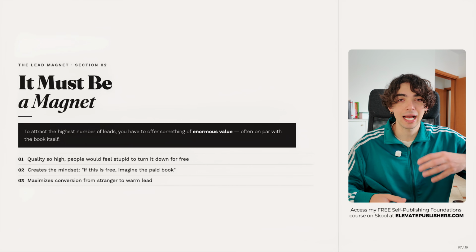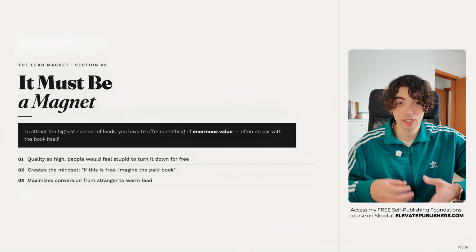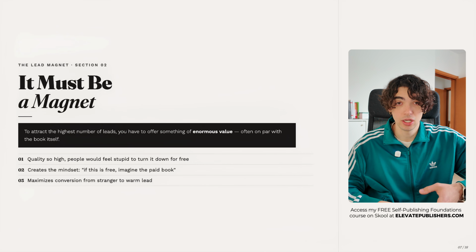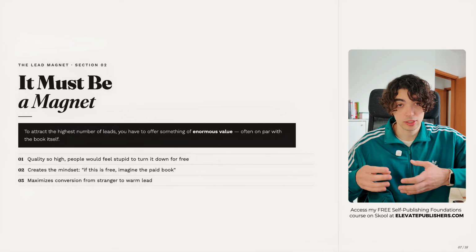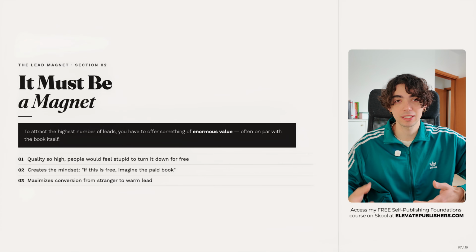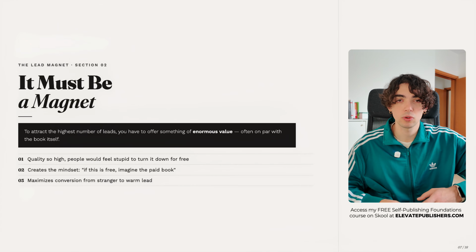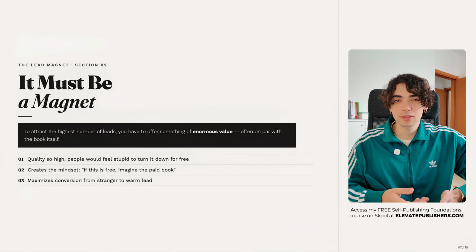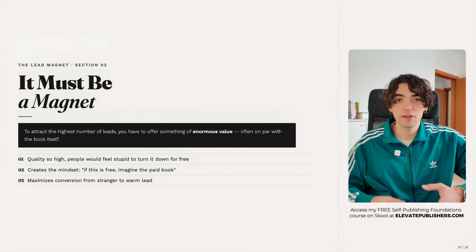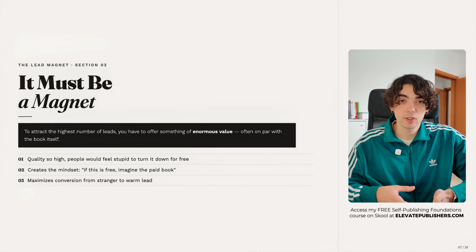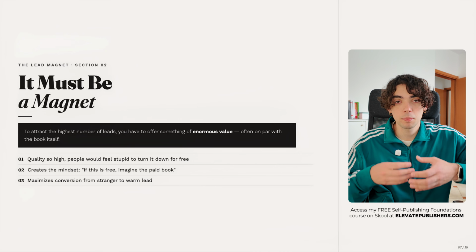To truly attract the highest number of leads, you have to offer something that has enormous value, often on par with the book you're selling. If you really want to maximize conversions, you first need to offer something of incredible quality that a person would feel stupid to turn down for free. And secondly, this allows your lead to think, if this is the value I get for free, imagine what I can get by actually buying the book.